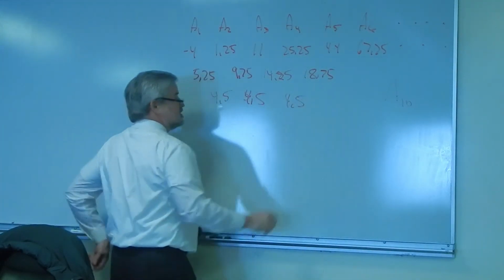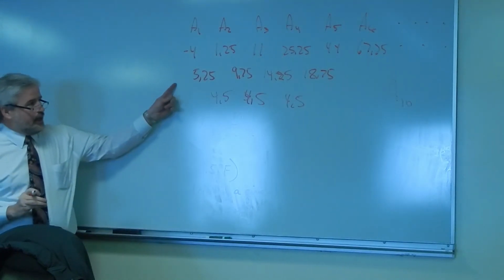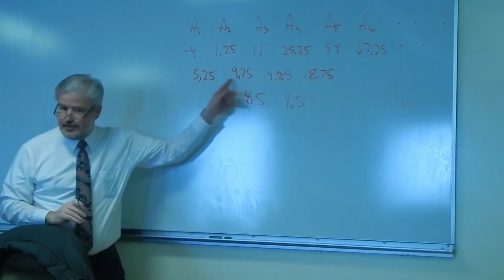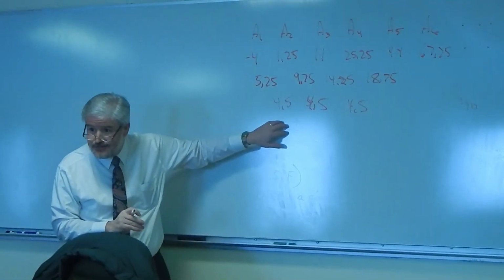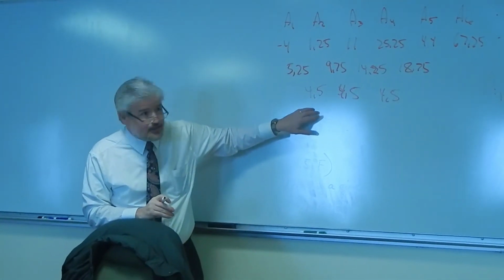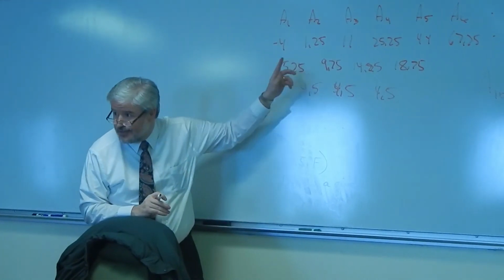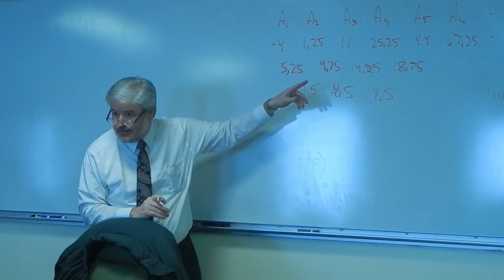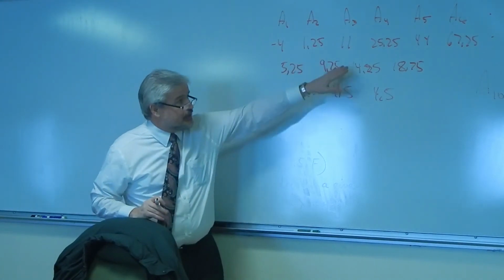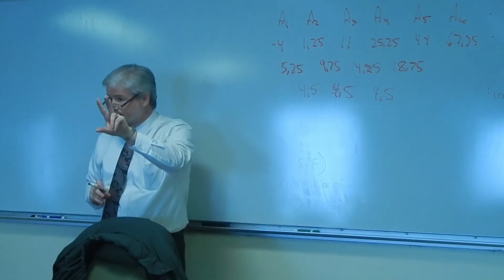4.5. So what do we have here? Did one difference produce a constant? No. But two differences did produce a constant, didn't it? What does this tell us about our series? Second degree. It has a second degree explicit formula. So the explicit formula for this series is of degree 2.